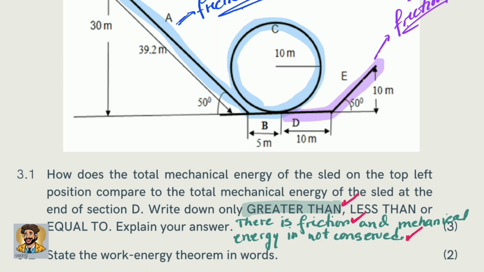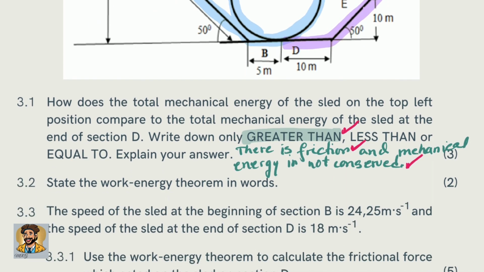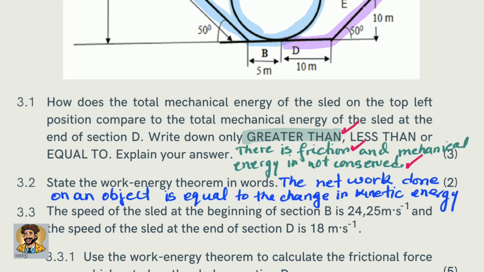And we're moving on. Question 3.2 says, state the work energy theorem in words. It is in the summary of this material. You can go there and get it. However, the work energy theorem is quite simple. This theorem states that the net work done on an object is equal to the change in kinetic energy.